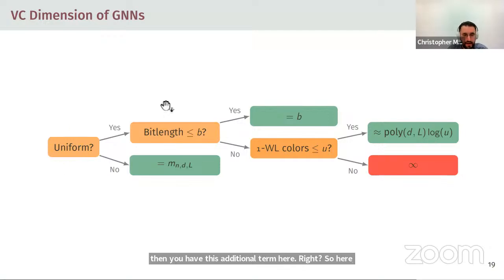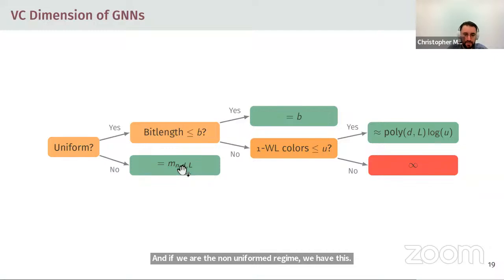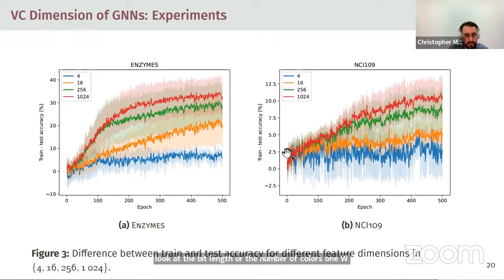So here you see the overview of our results again. We consider the uniform and the non-uniform regime, meaning that we either assume an upper bound on the number of vertices or not. If we are in the non-uniform regime, we have this single quantity that lower and upper bounds the VC dimension of GNNs, namely the number of graphs 1WL distinguishes. And in the uniform regime, we can either look at the bit length or the number of colors 1WL produces for each graph.